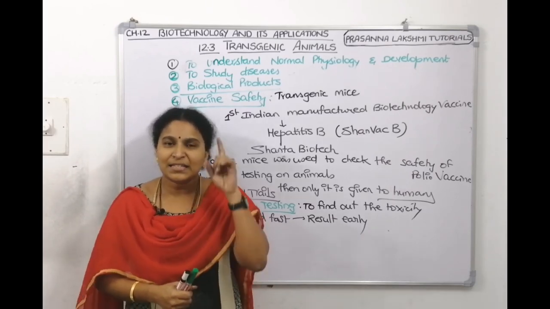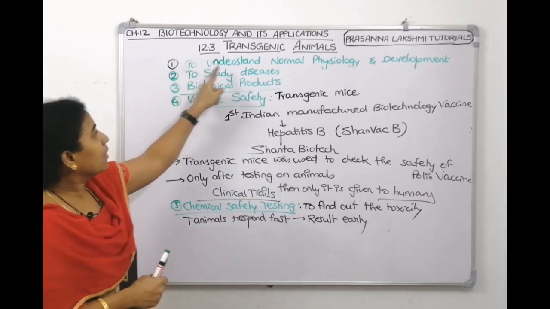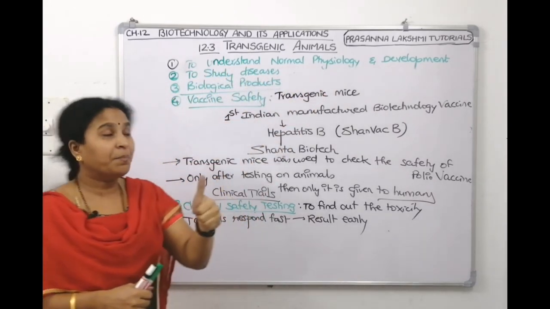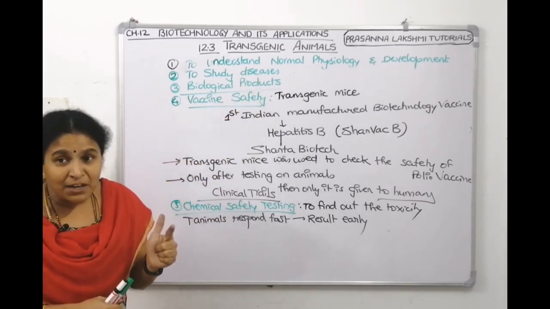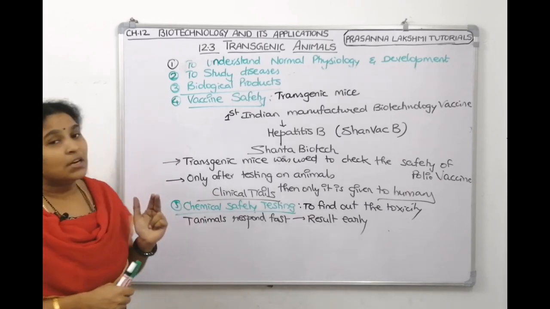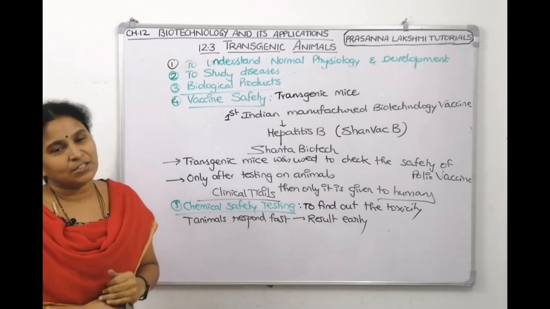So all these are applications of transgenic animals. What are they? We can use them to understand normal physiology and development. We can use them to study diseases. We can use them to manufacture biological products. We can use them for vaccine safety. We can use them for chemical safety testing.